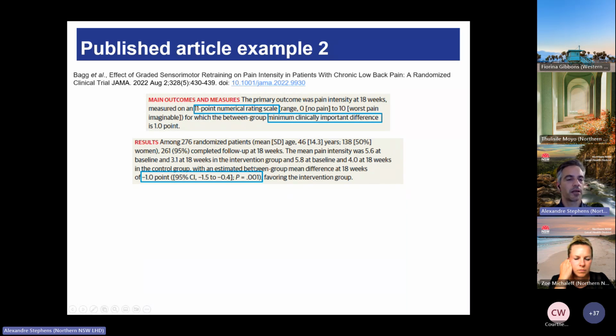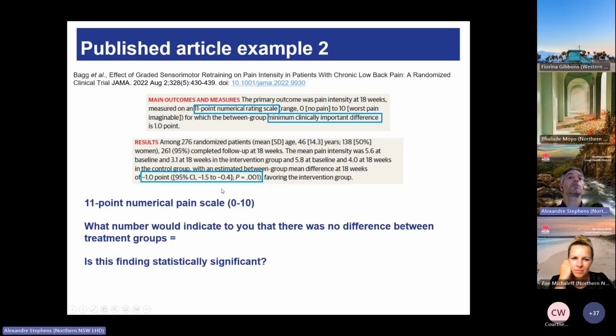We can have a look at what the estimated effect of the intervention is. And here they noted that the estimated between group mean difference at 18 weeks was 1 point, favouring the intervention group. So what essentially would it mean is the pain score in those intervention group on average was 1 point lower than the control group or the comparator arm. Of course, I'm more interested in having a look at the confidence interval that ranges from -1.5 to -0.4.